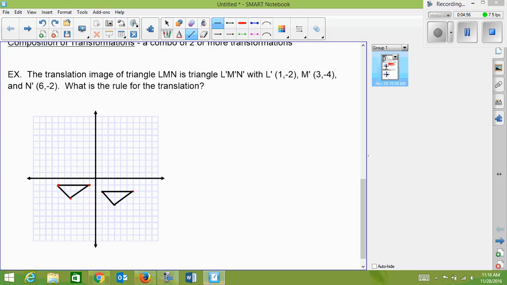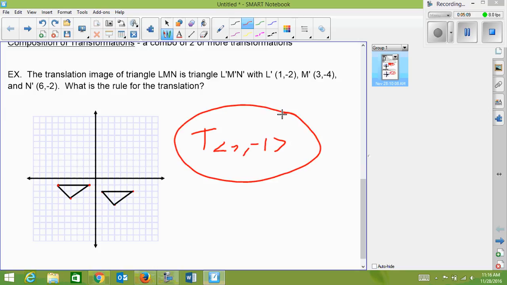So then my rule, I would write it like this. T, and then the x you put first, the x went 7, and then the y went down 1, and so this is how you write it. Transformation of 7 to the right, 1 down.